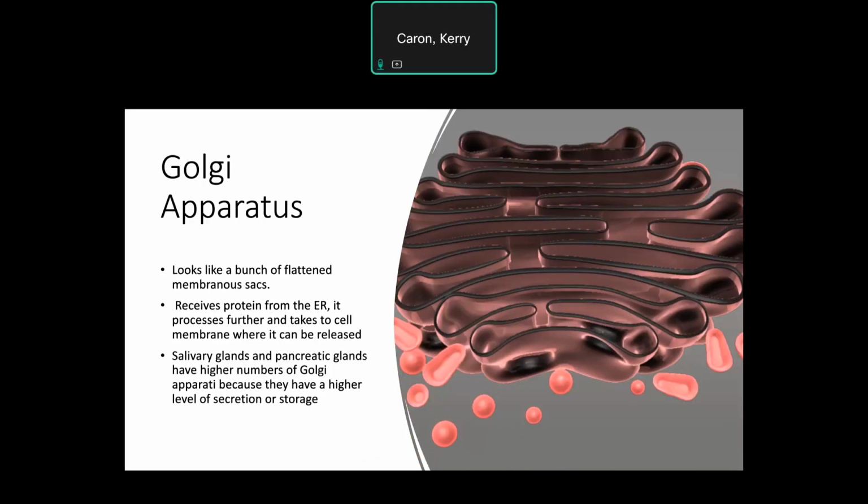The Golgi apparatus looks like flattened membrane sacs. It receives the proteins from the ER, that rough ER that's synthesizing proteins, and it's going to process them further. It's like a packaging plant. Salivary glands and pancreatic glands have a lot of Golgi apparatus because they have a lot of secretion or storage. So these are packaging plants.